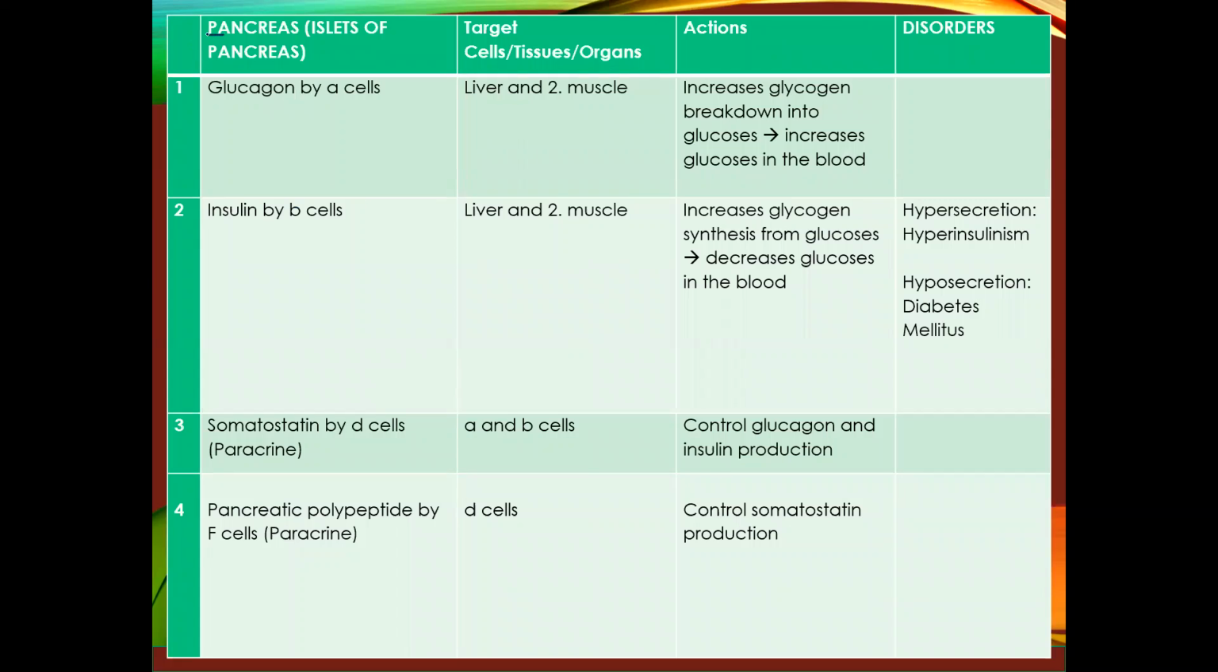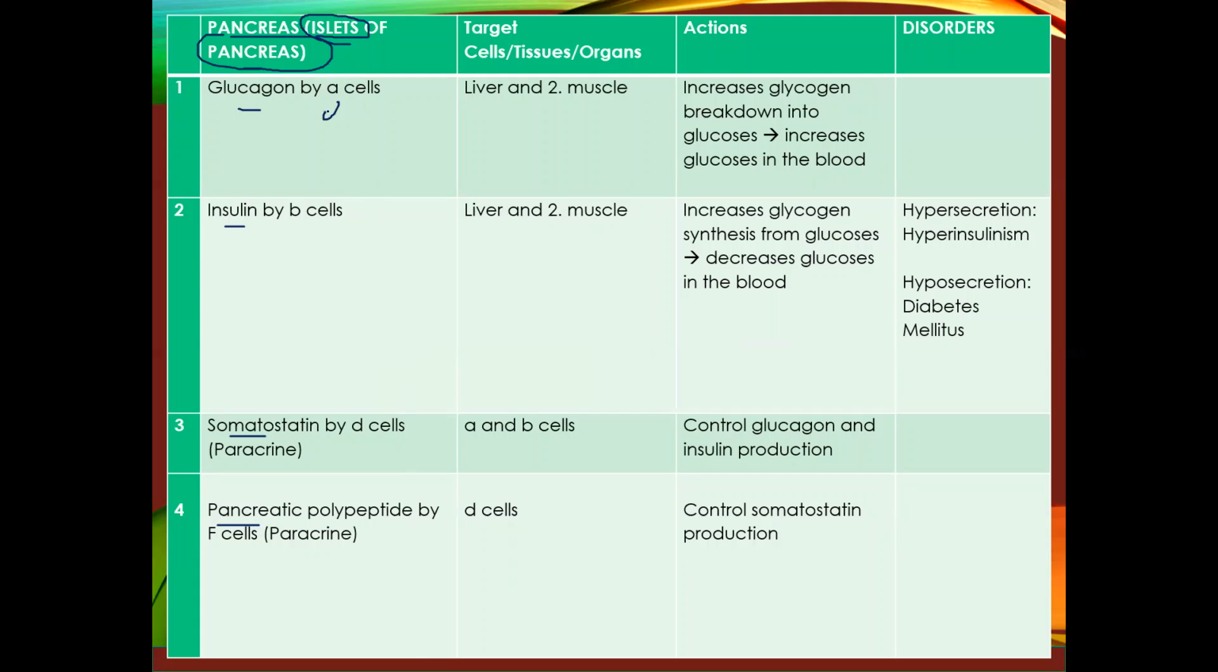The next one is the pancreas. Okay, remember the pancreas is a mixed organ. This is endocrine and exocrine at the same time. The endocrine part is the middle area called the islets, right? The islets of the pancreas. And this islet produces four hormones: glucagon, insulin, somatostatin, and pancreatic polypeptide. So they actually have four different types of cells in the islet.